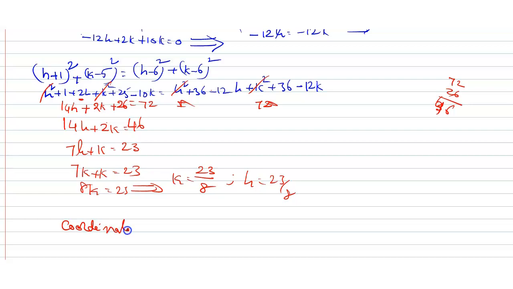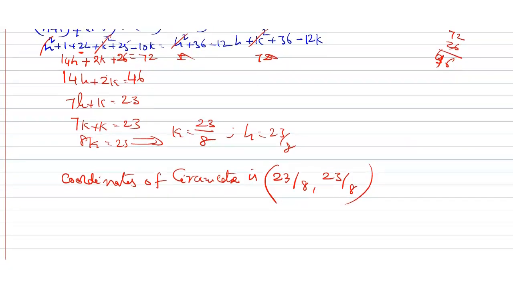coordinates of circumcenter is 23 by 8, comma 23 by 8. Am I right? Okay. Now, with these coordinates, let us try to find out the distance.